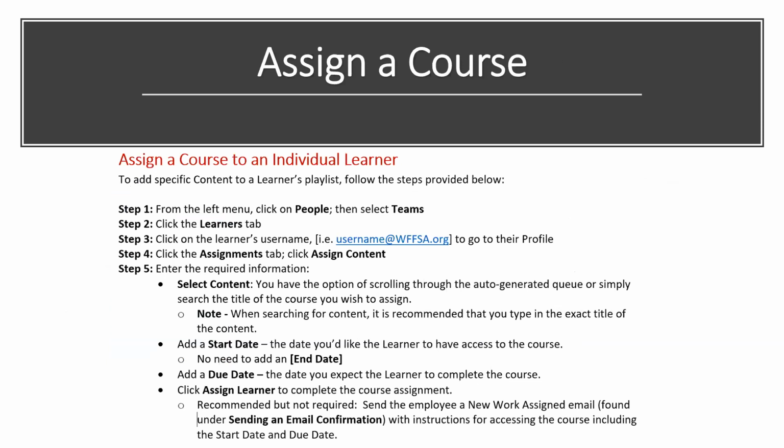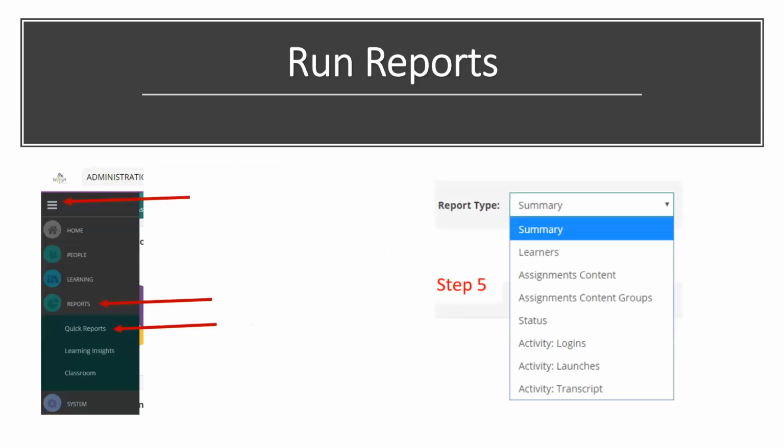Also from the training coordinator reference guide, there are directions for assigning courses to learners. You can see directions are step-by-step and include screenshots to help you. As training coordinator, you can run a variety of reports to monitor your learners' progress. Reports can be downloaded to Excel for dissemination to team members and leadership.